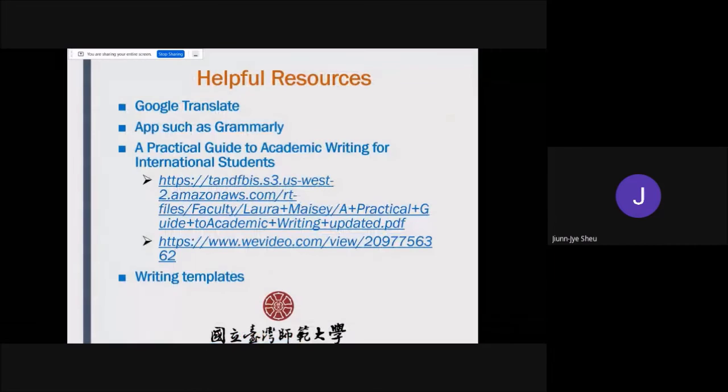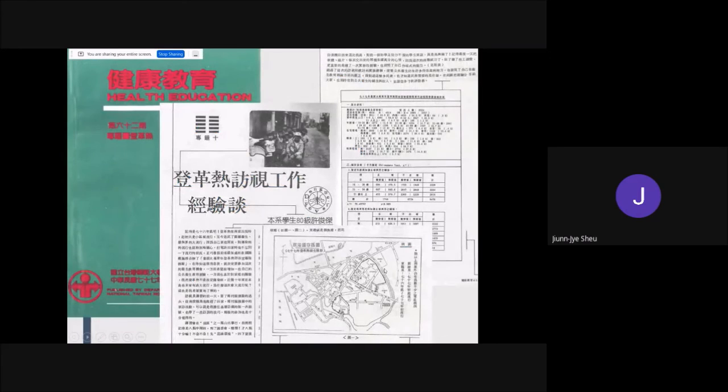Okay, and at the end, I like to say that I started as a health education undergraduate student in NTNU, and this was my first article in Chinese published in the journal published by the health education department at that time. And that was my first academic writing. At that time, English writing was preferred, but not as popular. Unlike today, English writing is highly recommended, highly preferred.